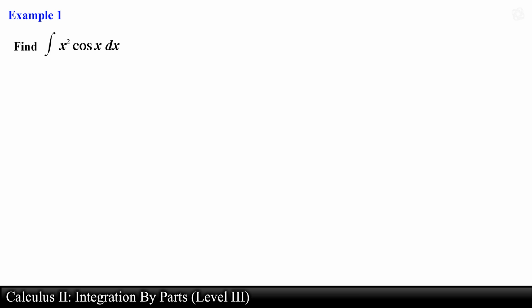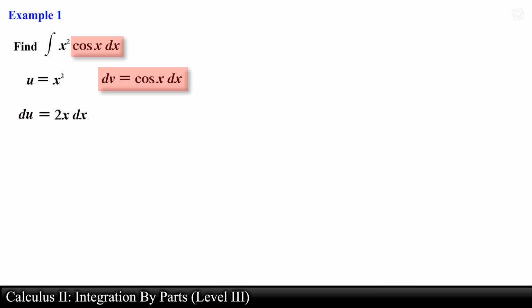Okay, this time around, we actually have a product of two functions, x squared and cosine of x. Like always, we need to assign our u and dv. The best choice occurs when we let u equal x squared because this function becomes simpler when we take its derivative. So taking the derivative of u with respect to x, we obtain 2x, which is 1 power less than the original function, and as a result, a much simpler function. Next, we assign dv equal to cosine of x dx. Taking the integral of cosine of x, we obtain sine of x.